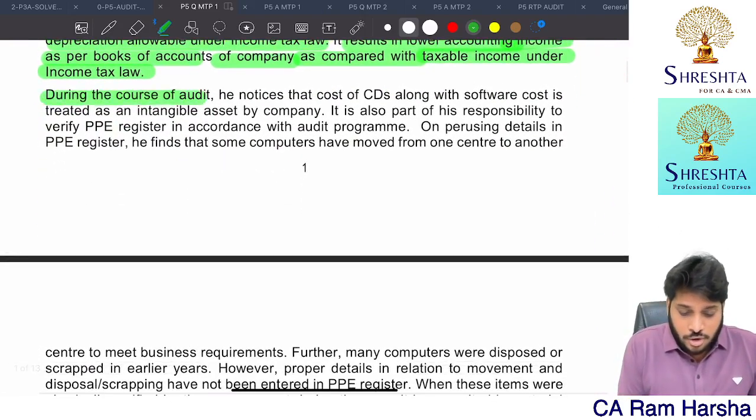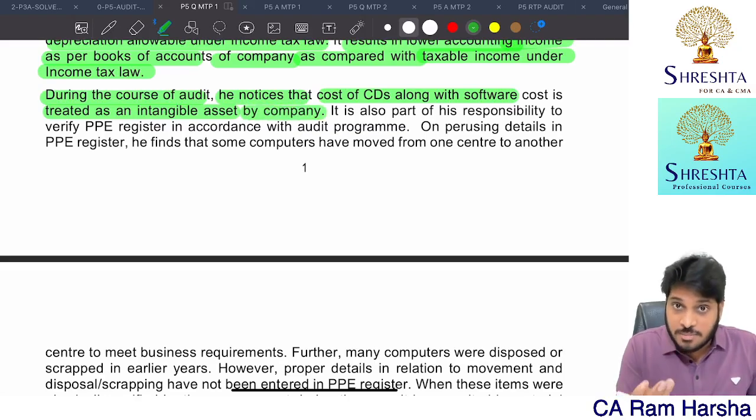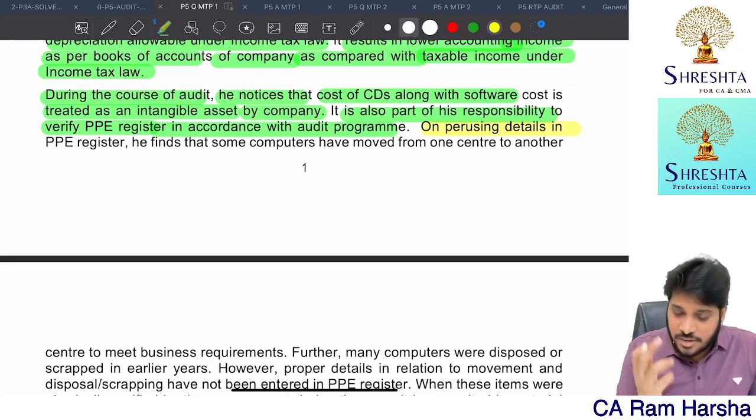During the course of audit, he notices that the cost of CDs along with the software cost is treated as an intangible asset by the company, which is very much correct. The cost of CDs is nominal. It is also part of his responsibility to verify the PPE register in accordance with the audit program.